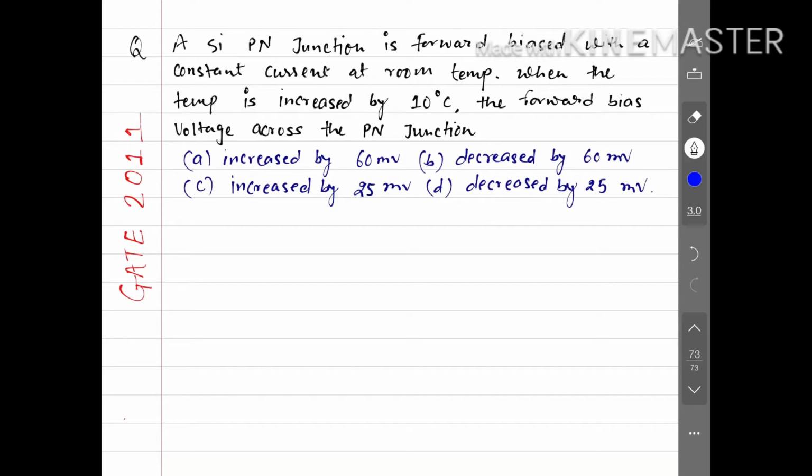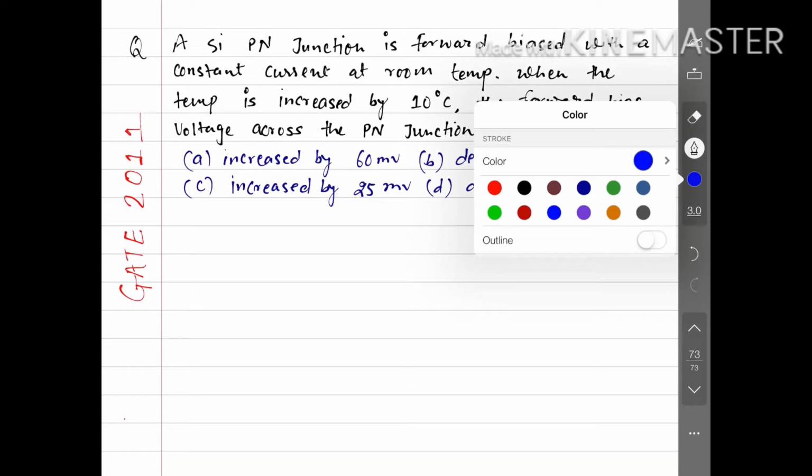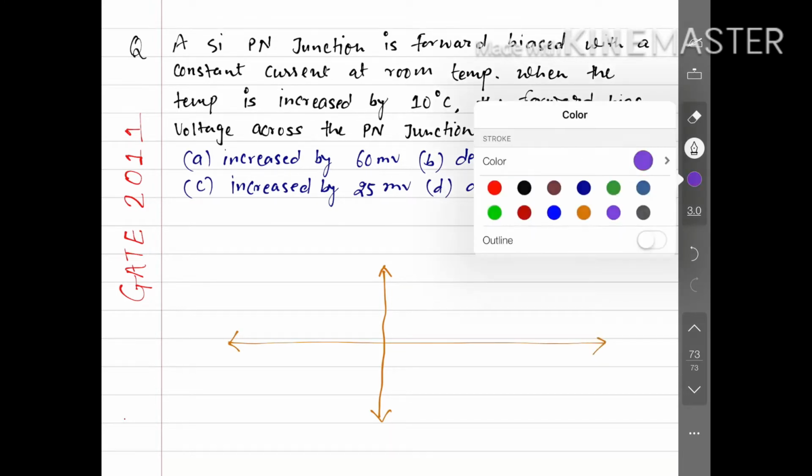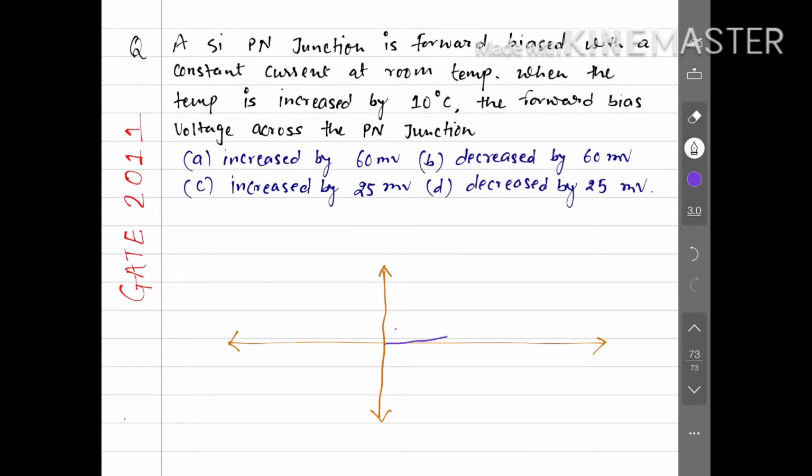Okay, so to answer this question, right, we need to obviously understand the basic of IV curve and the dependency of IV curve to the temperature, right? So let me just draw the basic IV curve of diode. So right, so this is the basic IV curve of diode that we know very well. So the basic diode curve look like this.